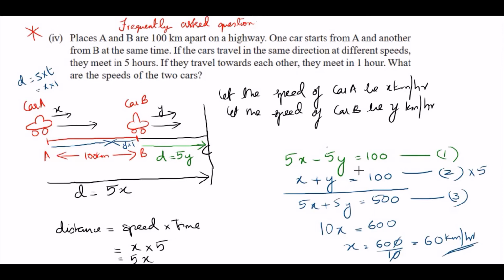Now substitute in any one of the equations and get the value of y. So x plus y is equal to 100. So 60 plus y is equal to 100. So y is equal to 100 minus 60. That is 40 kilometer per hour. That is the speed of car B. That is, car B travels at a speed of 40 kilometer per hour and car A travels at a speed of 60 kilometer per hour.